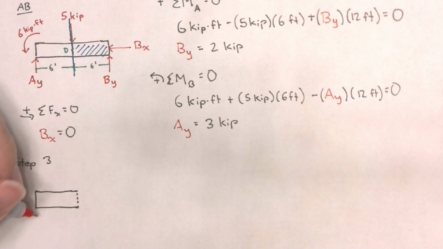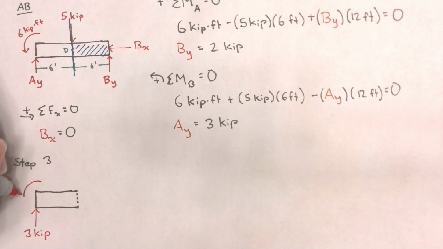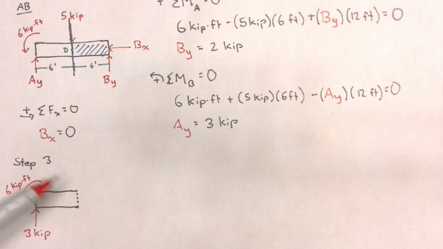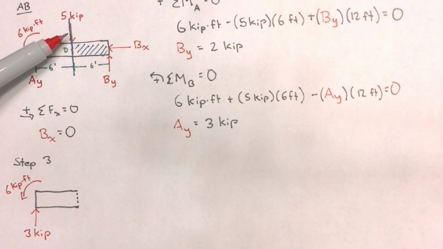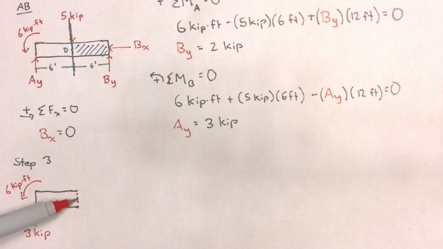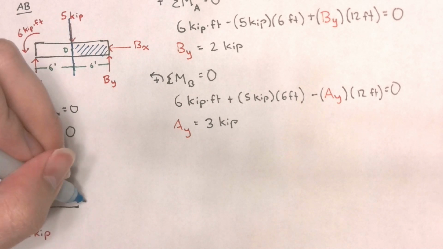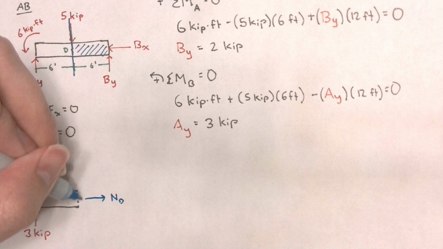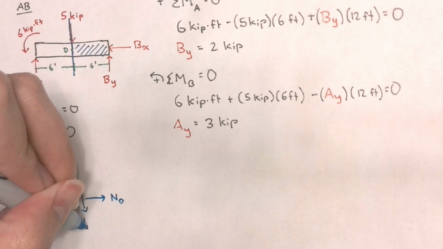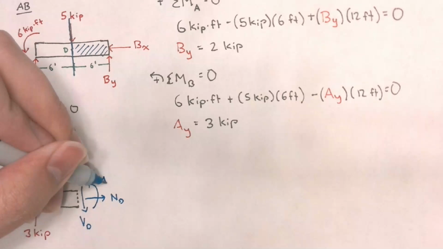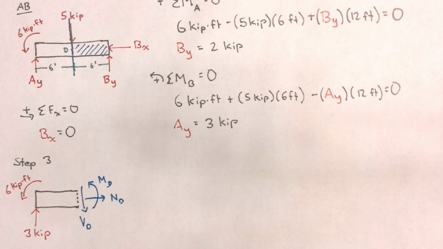Where I have a force of AY of 3 kips, a moment of 6 kip times feet, and we're not going to include the 5 kips load because the point D is located directly before the 5 kip load. However, we do have to consider our internal forces. We're going to have a normal force, a shear force, and a bending moment. I'm going to assume that all three internal forces are positive for now.